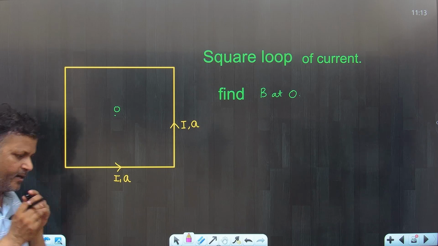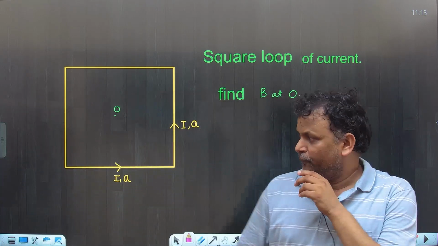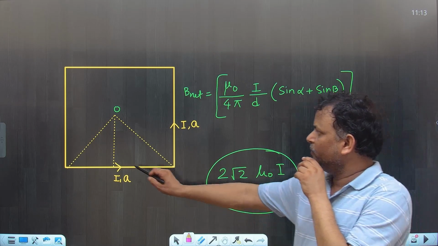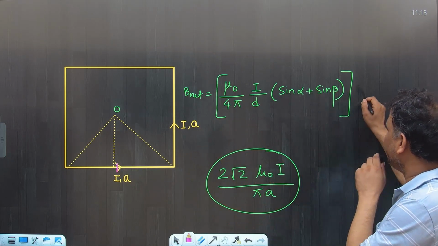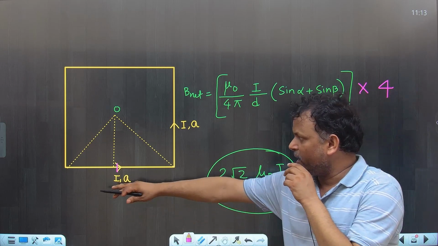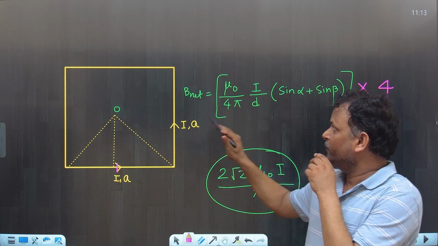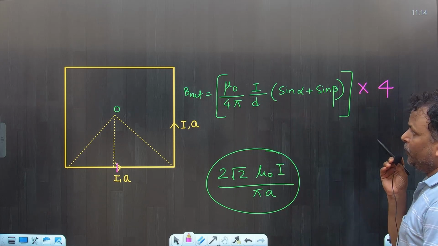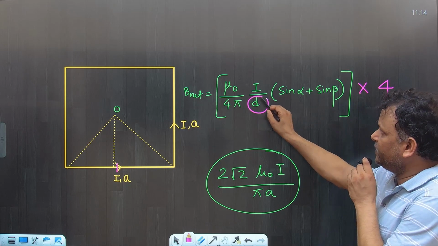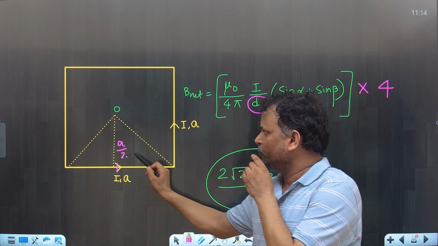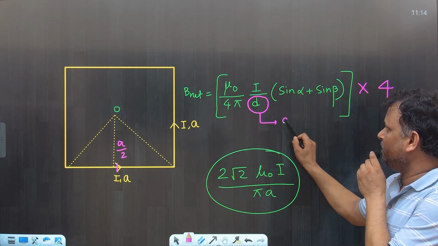So what is the idea? We should calculate the magnetic field due to one wire and just multiply it by 4. The magnetic field due to one straight wire at O, the formula for that I have written earlier. So what is D here? D is the length of the perpendicular. If this is A, then this is A by 2. So you will write D as A by 2.